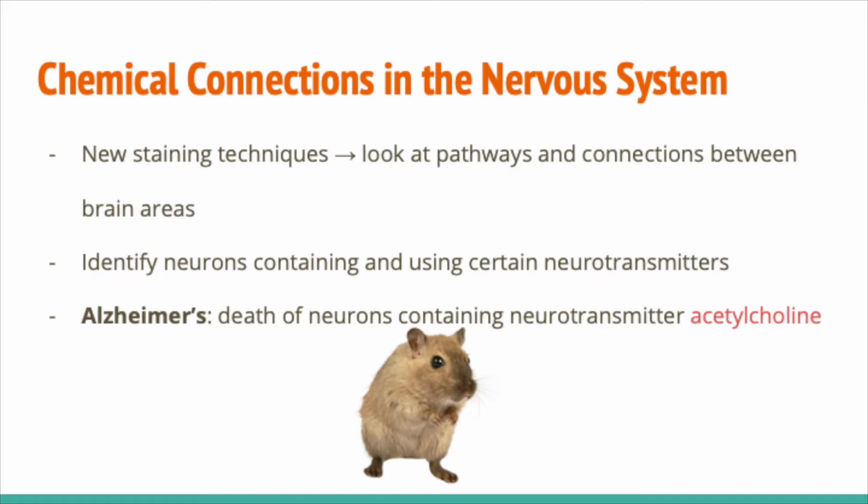Now I'm going to talk a little bit about how these animals can teach us about chemical connections in the nervous system, and more specifically Alzheimer's disease, which is the death of neurons containing the neurotransmitter acetylcholine. I'm going to talk about this a little bit in the next slide, but we're going to talk about how these new staining techniques can teach us ways to look at pathways and connections between brain areas, and along with that, identify neurons containing and using certain neurotransmitters.